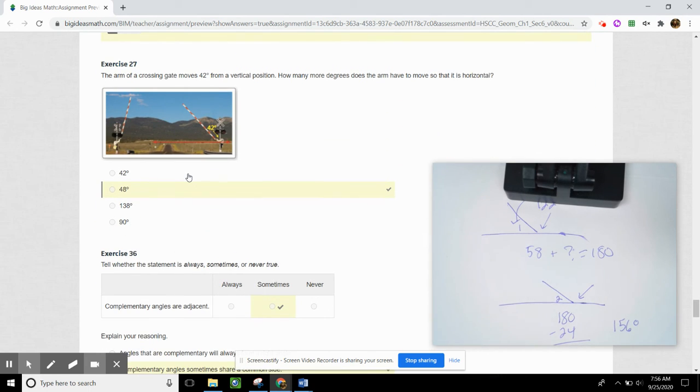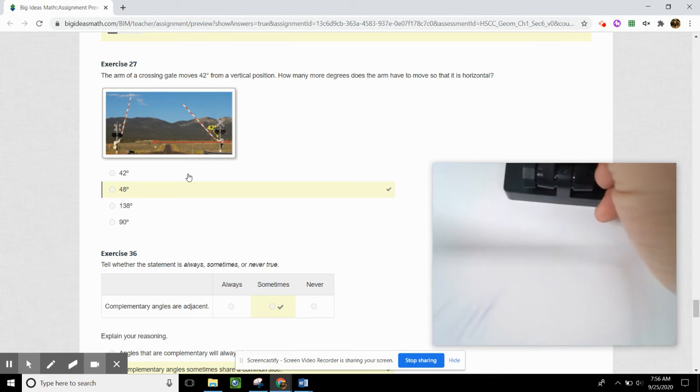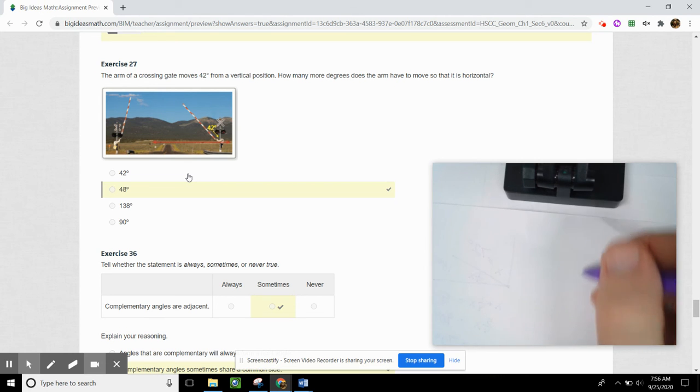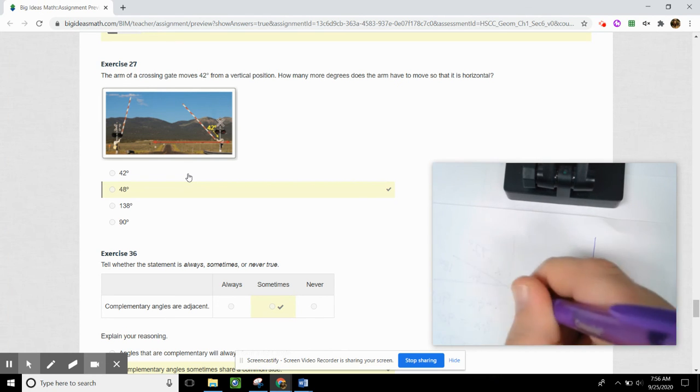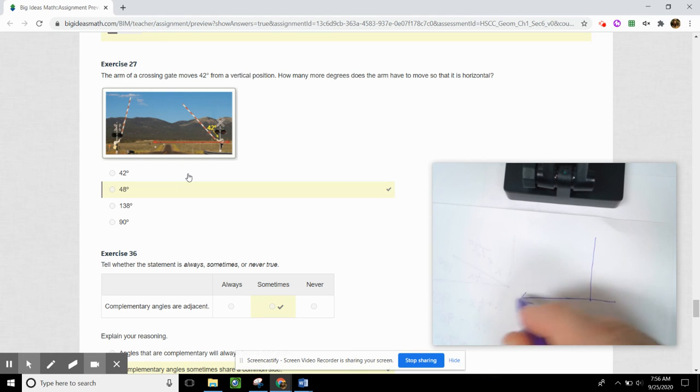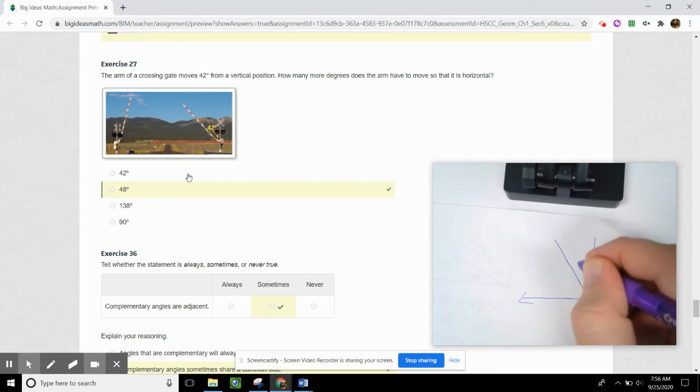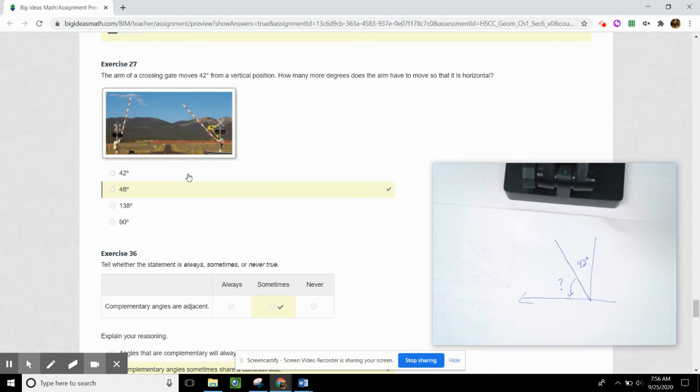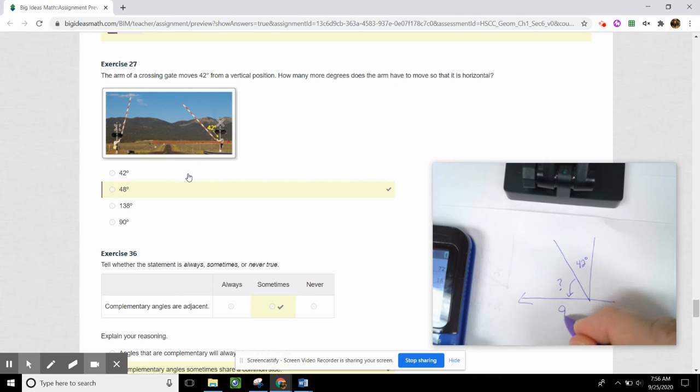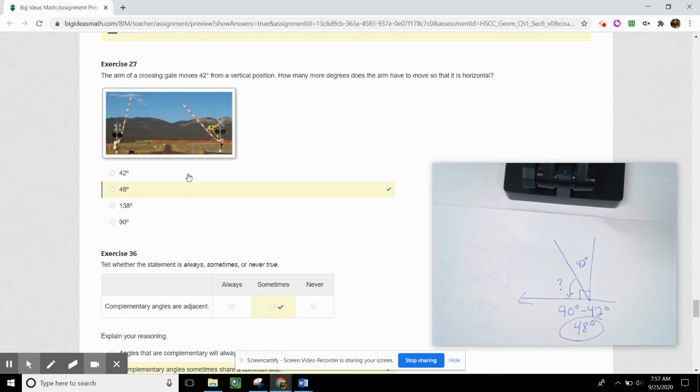And lastly, the arm of a crossing gate moves 42 degrees from vertical. How many more degrees does it have to move so it's horizontal? So to be horizontal would be to be this line here. And right now it's got 42 degrees. So it's asking how much more does it need to go to get horizontal? So this would be 90 degrees because we see a right angle here, minus 42 degrees, and that gives us 48 degrees. That's how much more it needs to go in order to be horizontal.